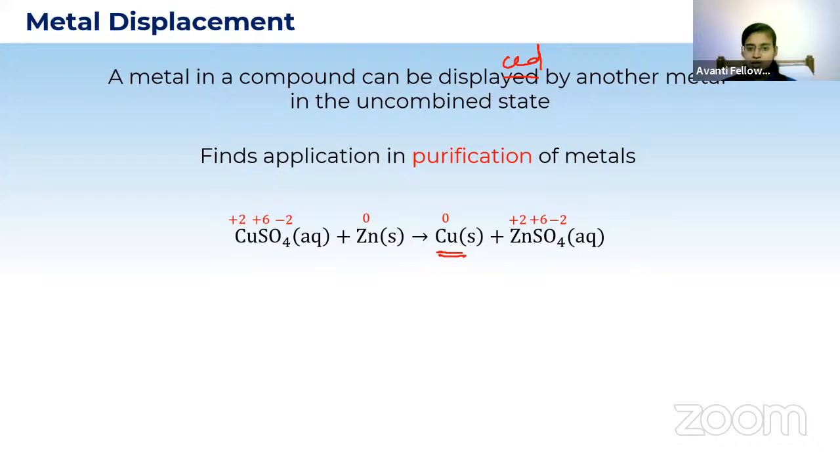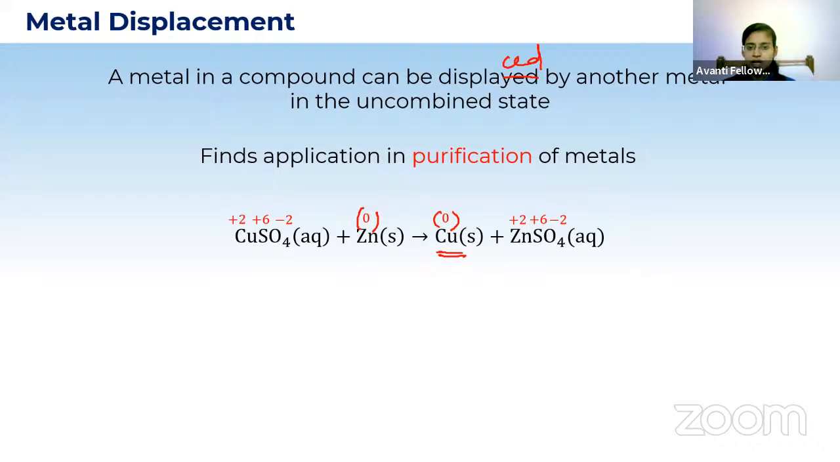So all of you can see the oxidation states, right? Copper is +2, sulfur +6, oxygen -2. And here zinc is in its elemental form, 0, and copper is also in its 0 state. And when you come to zinc sulfate, zinc is +2, sulfur +6, oxygen -2. So all of you can get the oxidation state given for each element, right?